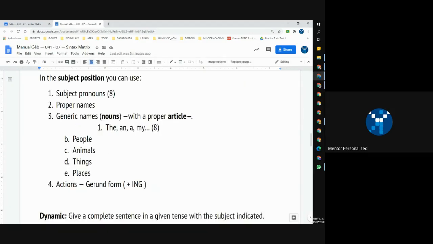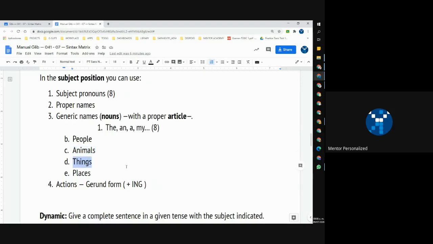For example, give me a complete sentence about a monkey or the monkeys in general. Monkeys in general. The monkeys. Verb. The monkeys jump in the jungle. Very good. Excellent. That's right.